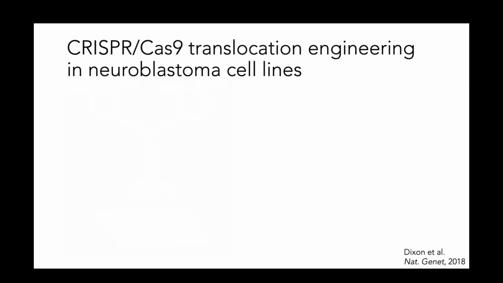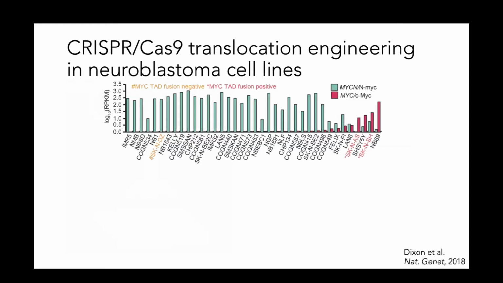So the system that we have used for doing this is neuroblastoma cell lines. And the main reason for this is something that has been known in the literature for a long time. Neuroblastomas are defined as a tumor where there are high levels of N-MYC expression, and this is frequently accompanied by N-MYC amplification. This is the case for most neuroblastoma samples, but there's a subset of neuroblastomas that instead have high c-MYC expression, and they tend not to have N-MYC expression or N-MYC amplification. So it's a mutually exclusive expression pattern.